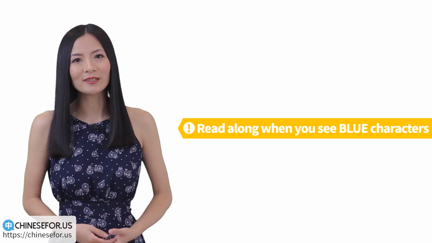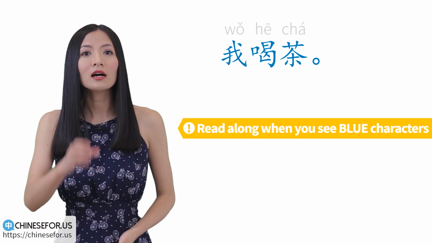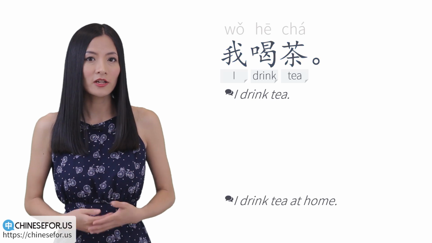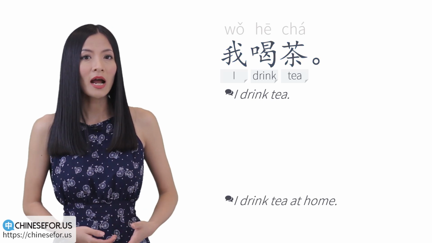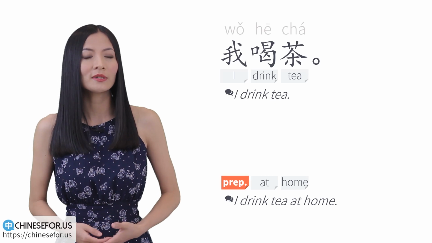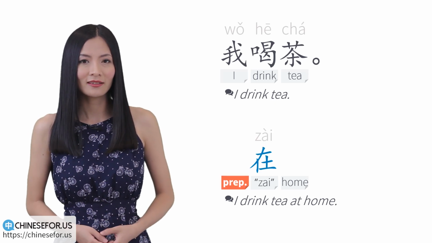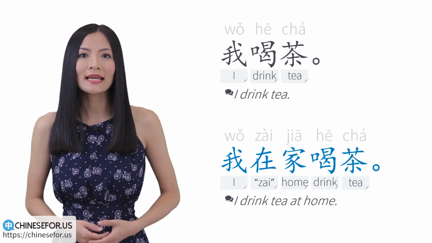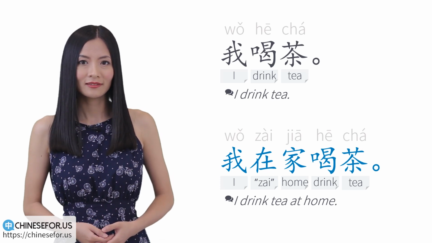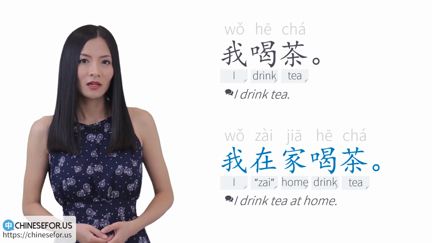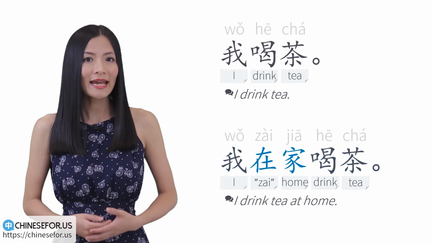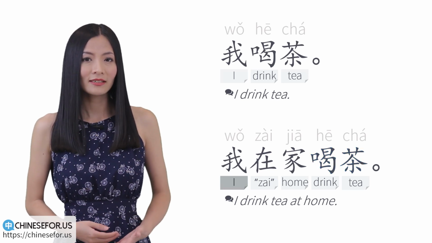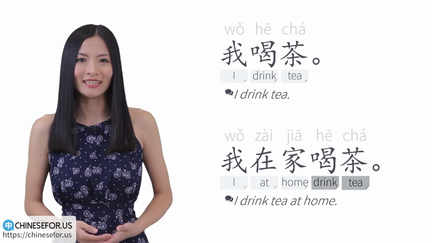Here's a very simple example sentence. 我喝茶, I drink tea. What if we want to say, I drink tea at home? Remember how to say at home? We need the preposition 在 and say 在家。我在家喝茶。I 在 home, at home, drink tea.